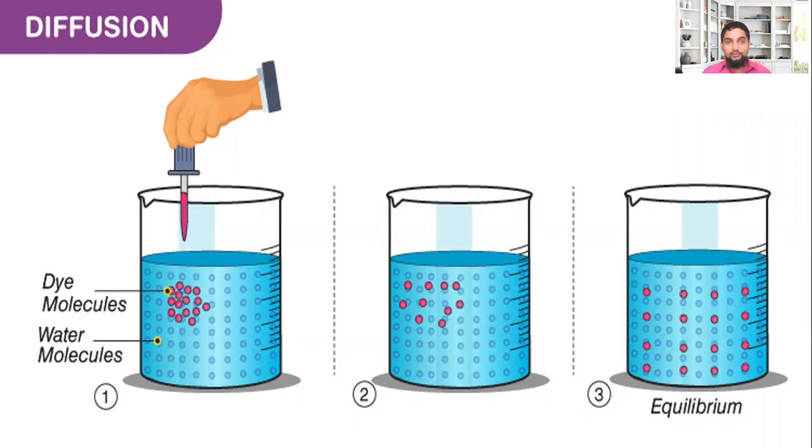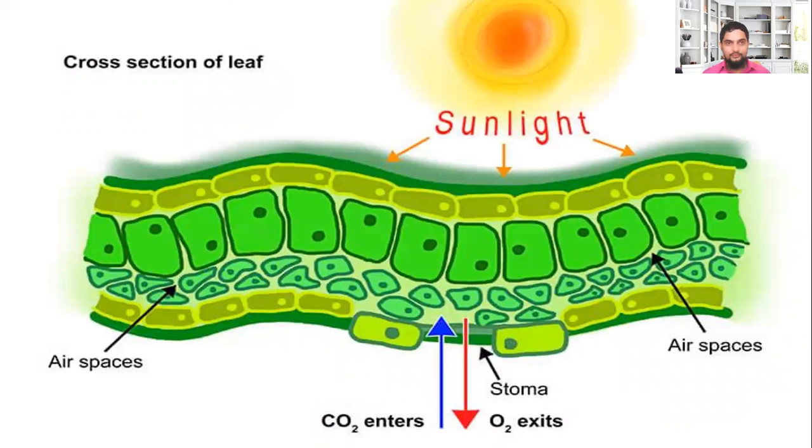Similarly, if you are in a room and you spray a perfume, at the other end of the room, if you have someone else there, the person will not smell the perfume immediately. The scent of the particles in the perfume will move very slowly, and eventually the entire room will have that scent of that perfume. So diffusion is something that we experience every day in our life.